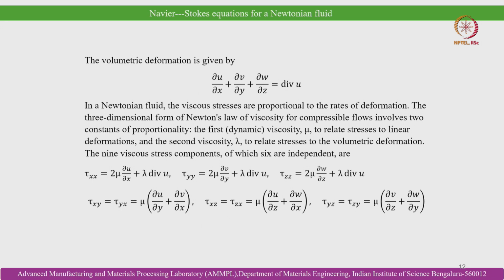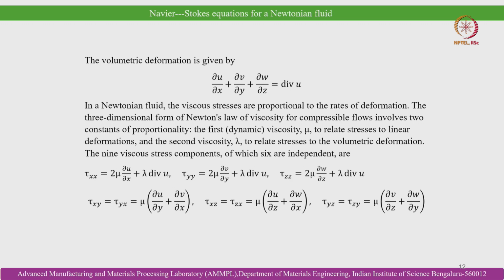The 9 viscous stress components, of which 6 are independent, are: tau xx is equal to 2 mu ∂u/∂x plus delta div u, tau yy is equal to 2 mu ∂v/∂y plus delta div u, and tau zz is equal to 2 mu ∂w/∂z plus delta div u. Then tau xy, which is equal to tau yx, is mu (∂u/∂y + ∂v/∂x), tau xz, which is equal to tau zx, is mu (∂u/∂z + ∂w/∂x), and tau yz, which is equal to tau zy, is mu (∂v/∂z + ∂w/∂y).